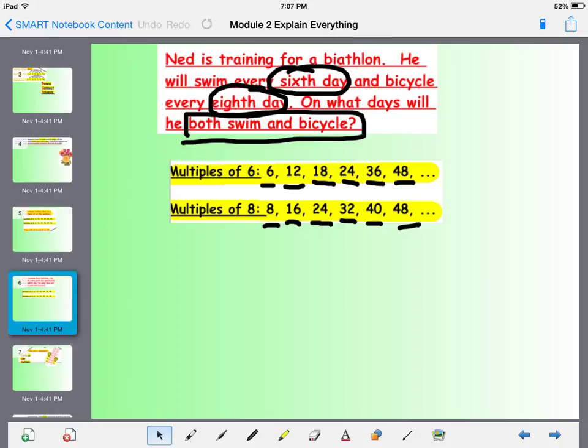So with LCM, we are looking for those days that specifically tell us when he's going to perform these 2 activities on the same day, not at the same time. So let's do multiples of 6. On day 6, 12, 18, 24, 36, and 48, he's going to be swimming. And then on days 8, 16, 24, 32, 40, and 48, he's going to be riding his bicycle. So we want to know on what days he's going to be doing both.